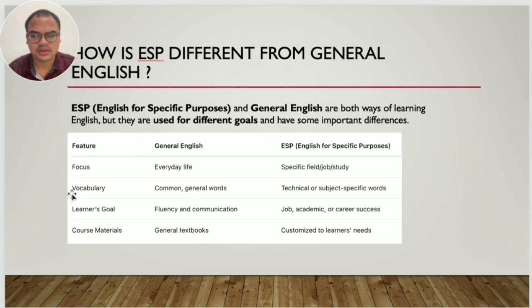Second is vocabulary. General English is more common general words. Meanwhile, for ESP is technical or subject specific words. 3. The learner's goals. General English is fluency and communication. Meanwhile, for ESP is job, academic, or career success. And then 4th, course material. For general English, it's general textbooks. Meanwhile, ESP or English for specific purpose is customized to learners' needs.